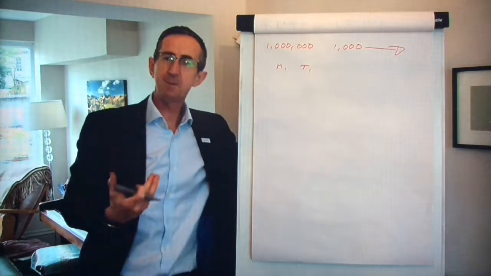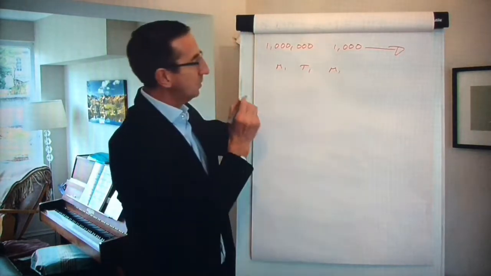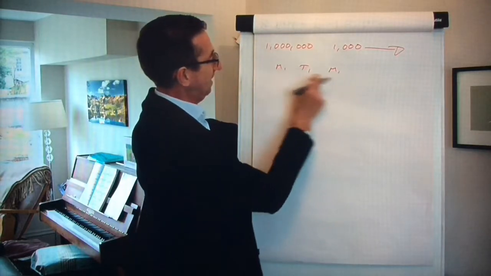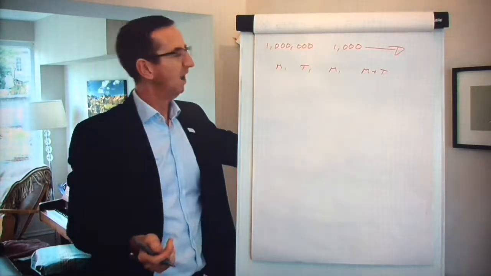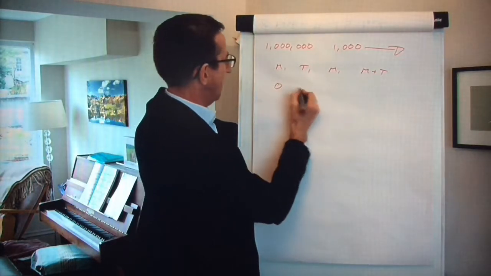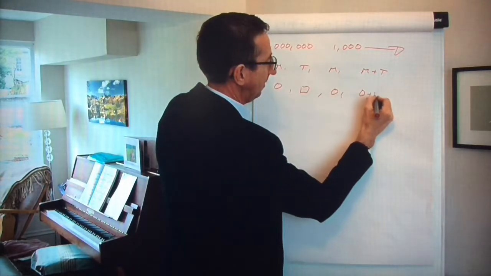What comes next if the pattern works? Oh, so it's got to be M. But what comes next? That's the same as that. Add that, M plus T. Well, does that work? Oh, could we use a circle and a square? Yeah, what comes next? A circle plus a square.